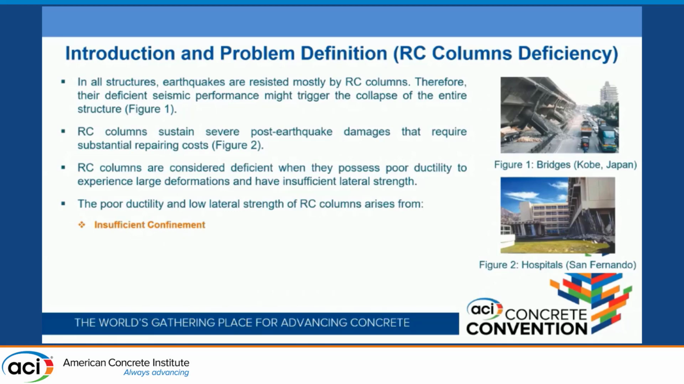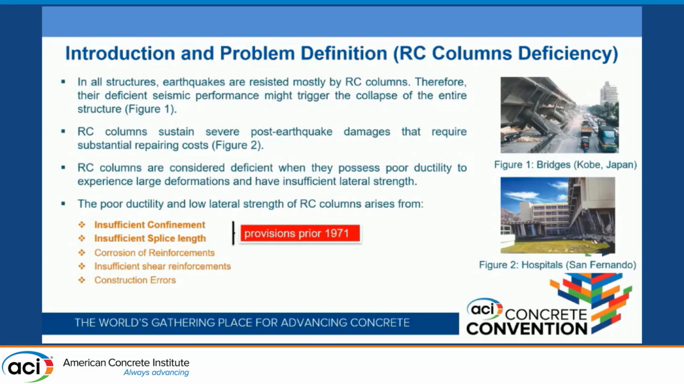And the reasons behind that is their concrete core, or the concrete in general, is not sufficiently confined, or there's an insufficient splice length, or the longitudinal reinforcements are corroded. Maybe they don't have sufficient shear reinforcements to resist the lateral loads. And finally, we have construction errors. As for the first two deficiencies, they were presented in some provisions issued before 1971, and therefore any columns detailed and designed based on such old provisions are considered deficient and must be strengthened or repaired to resist future earthquakes.